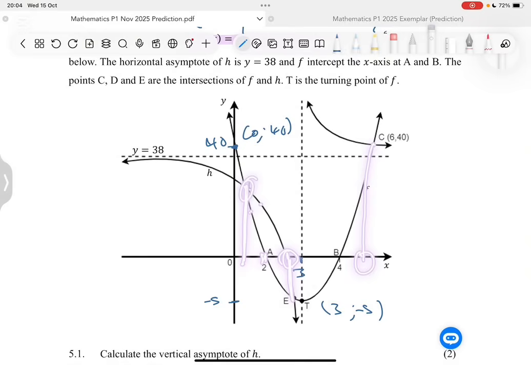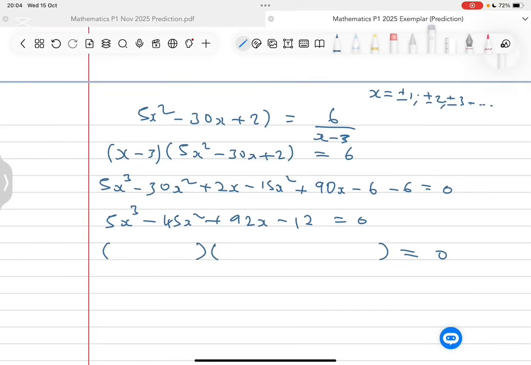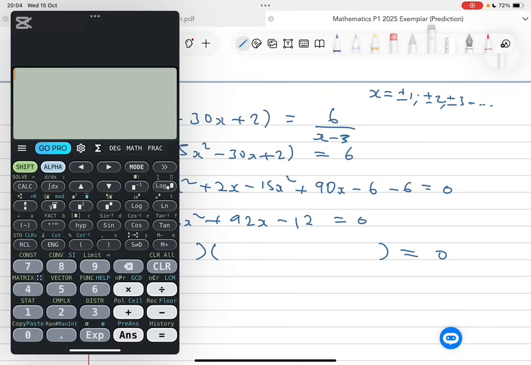Now, I can't use d and e because I don't know them. I'm trying to find those coordinates. But I can use 6, because I know that this point here is 6. So 6 will definitely be my factor. But to confirm that, I'll pull out my calculator. Here we'll have a 5, and we put a 6 here because I'm saying a factor is 6.